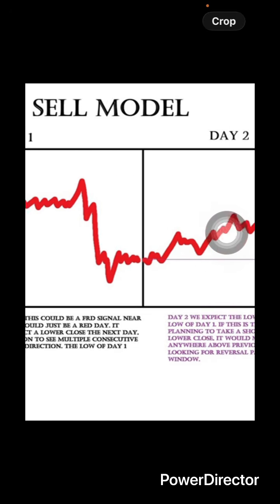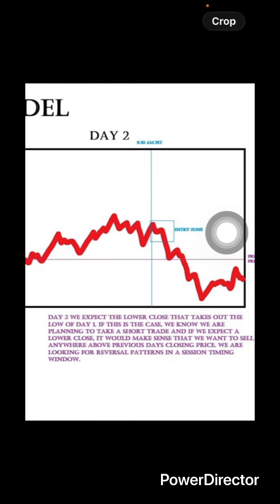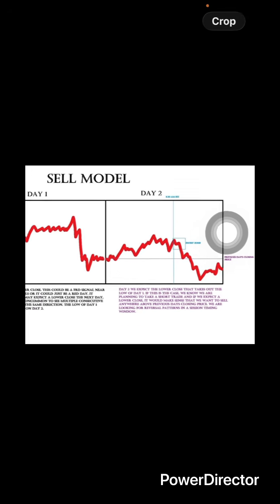So on day two, we come to our charts already expecting a lower close, all right, that takes out the low of day one. If this is the case, we know that we're planning to take a short trade. And if we expect a lower close, it would make sense that we want to sell anywhere above the previous day's closing price. We're looking for reversal patterns in a session timing window, all right?